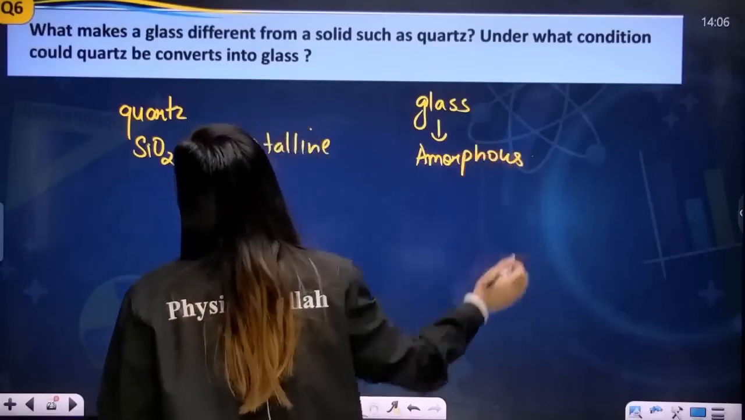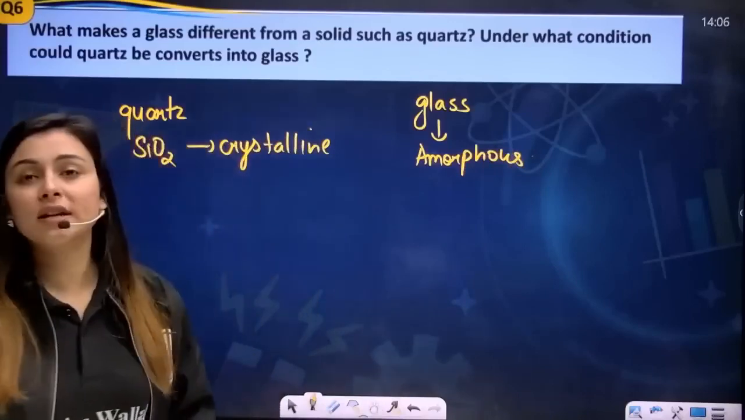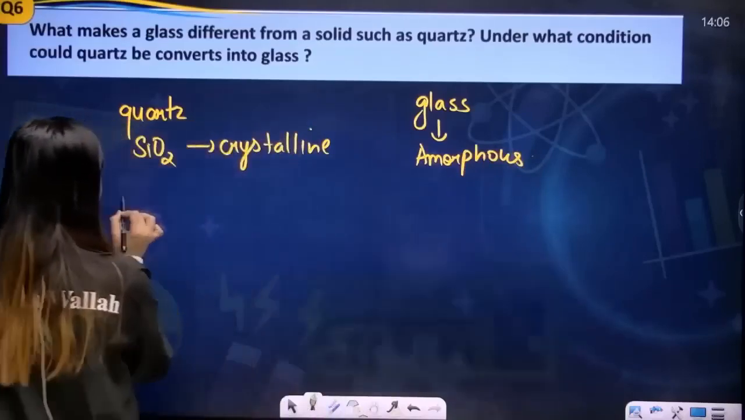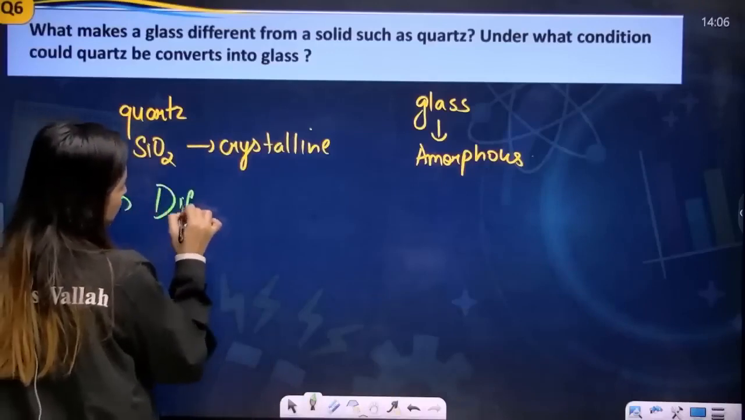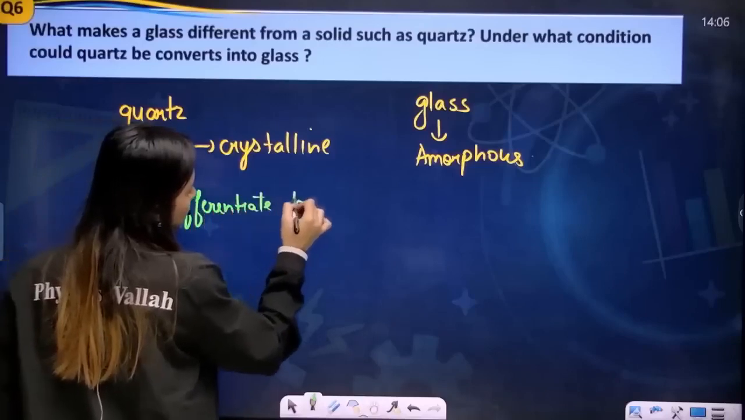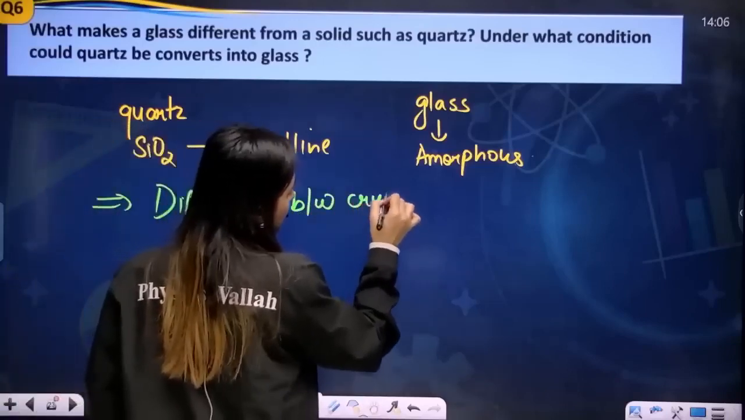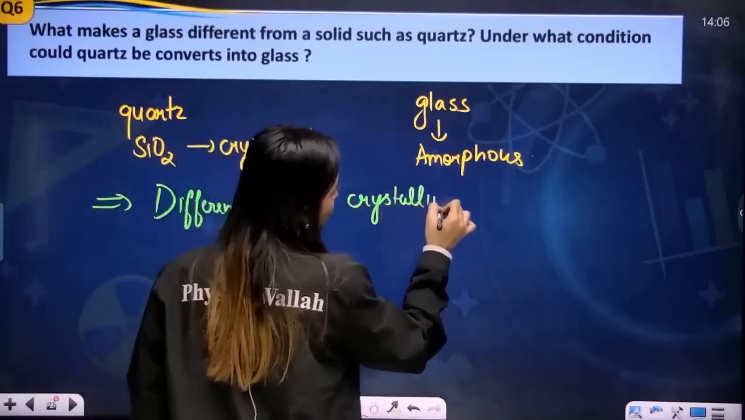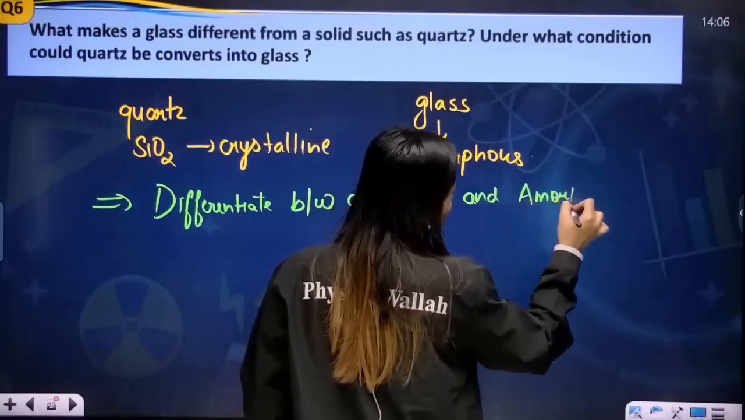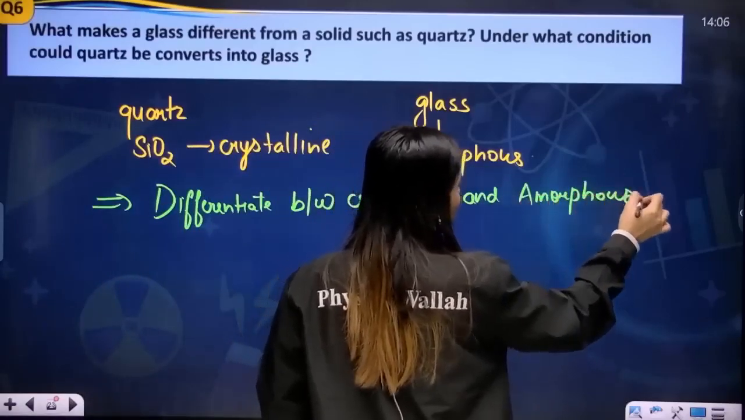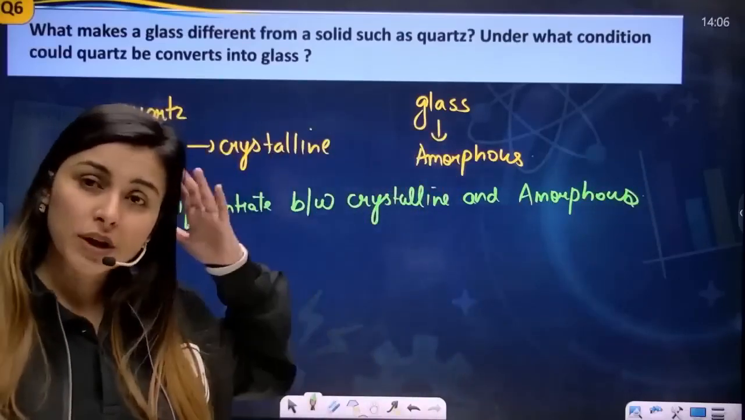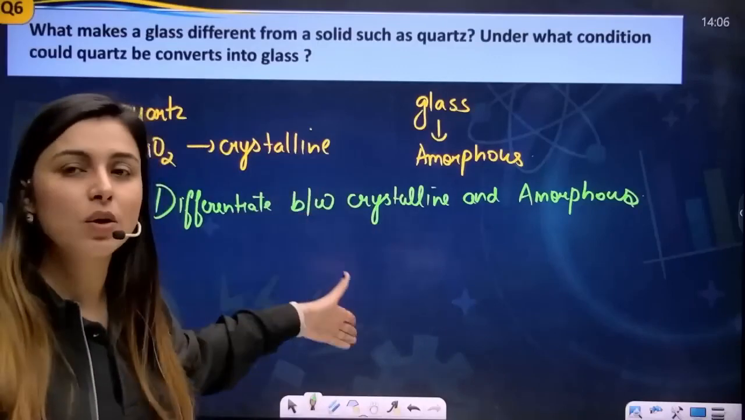So it is asking what makes a glass different from a solid such as quartz? So basically you are asked to differentiate between crystalline and amorphous. So you are supposed to differentiate between crystalline and amorphous. Whatever we have studied today, you have to write all the points here.